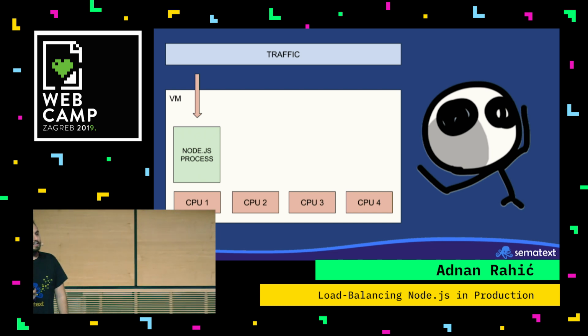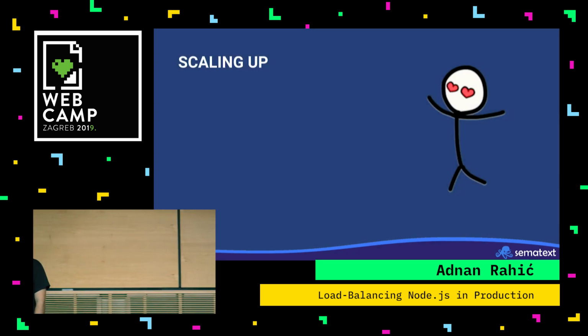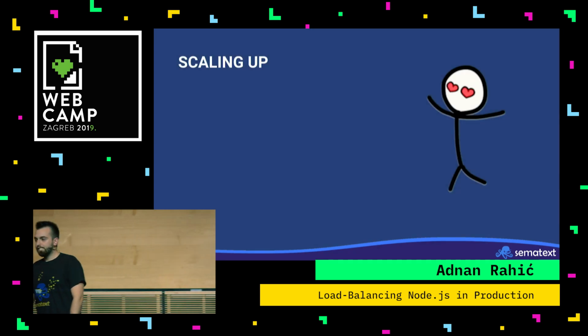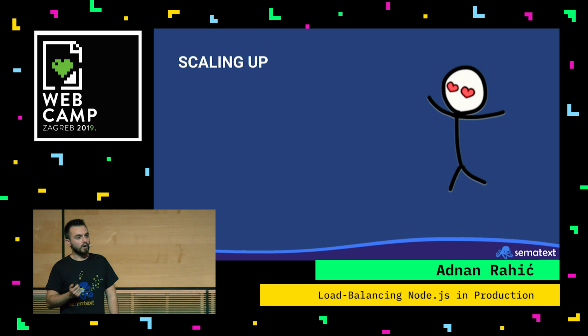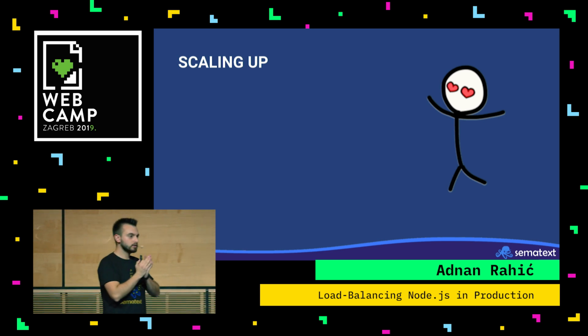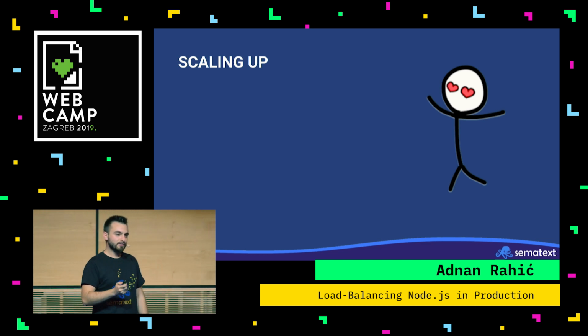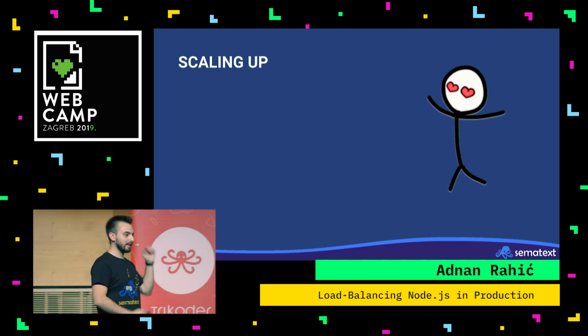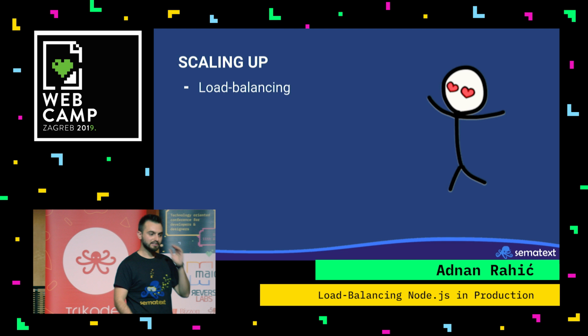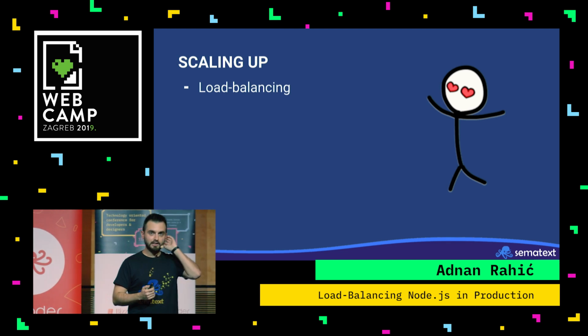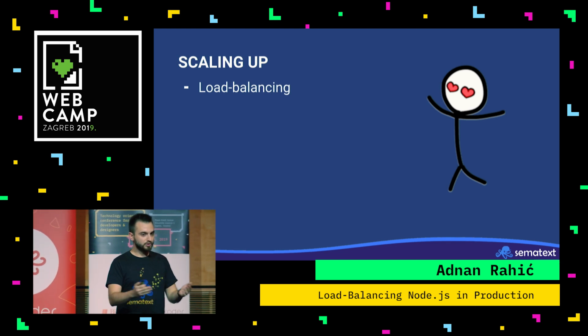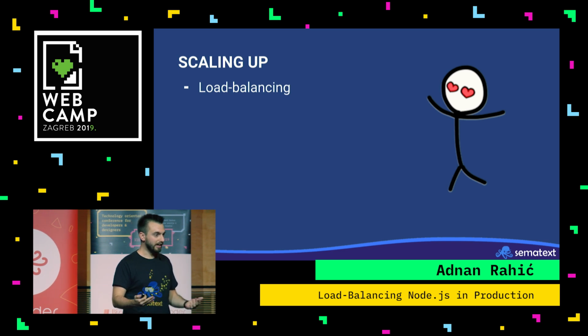Anyhow, he figured out he needed to scale up. But what to do? How? So he went on Stack Overflow. I'm kidding, no. He figured out that he has something called load balancing. And load balancing is essentially just a way to distribute traffic to all of your apps in a way that will make sure nothing fails or overloads your system.